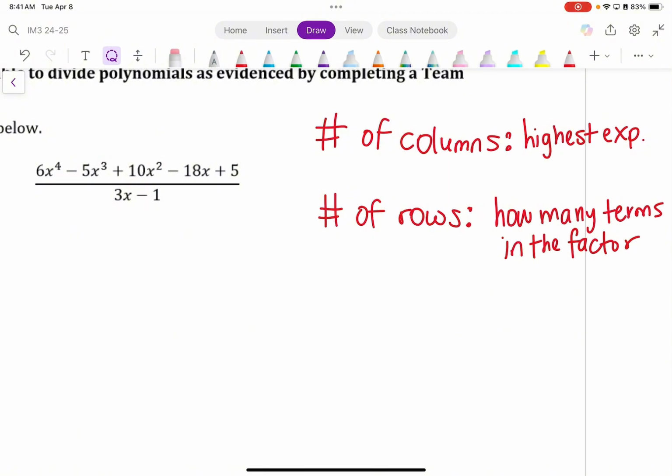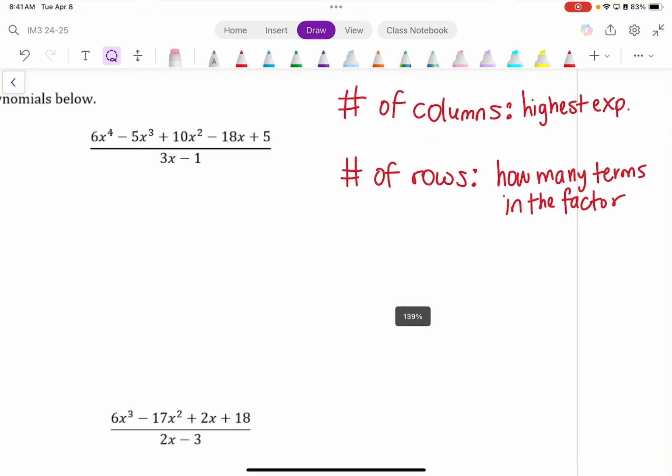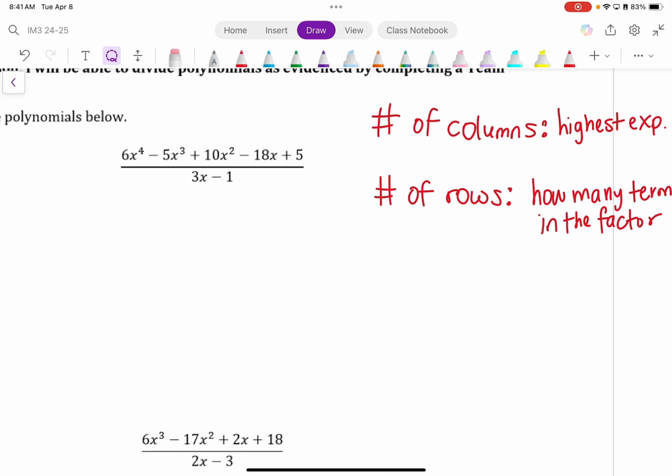And I'm going to be using this right here to base myself on how to make an area model. Okay? All right. So I'm dividing 6x to the fourth minus 5x to the third plus 10x squared minus 18x plus 5 by 3x minus 1. So let's begin by making a big box like this.